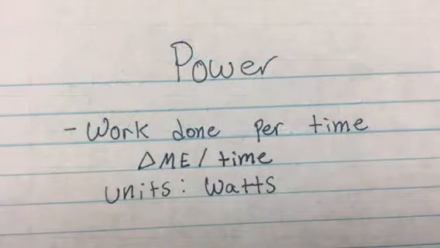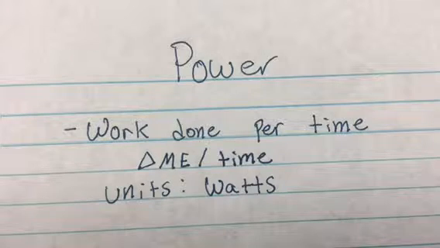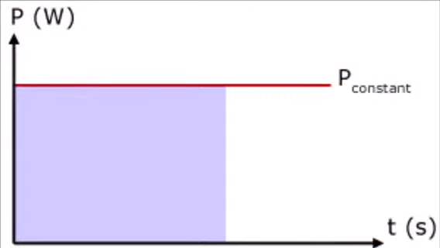Now let's talk about power. For power, work is done per time. So the equation for power is work divided by time, or since work is just the change in energy, power can be delta E over time. The unit for power is watts. Now how do you graph power? Power is the same as work. You take work and put it on the y-axis, and time and put it on the x-axis.